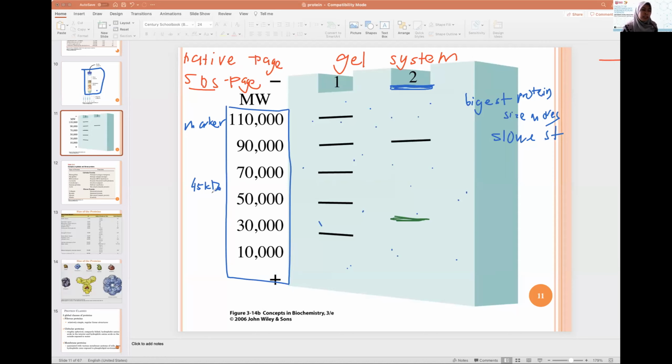If your protein, for example this one, has been detected at this position, what will be the molecular weight of this protein?